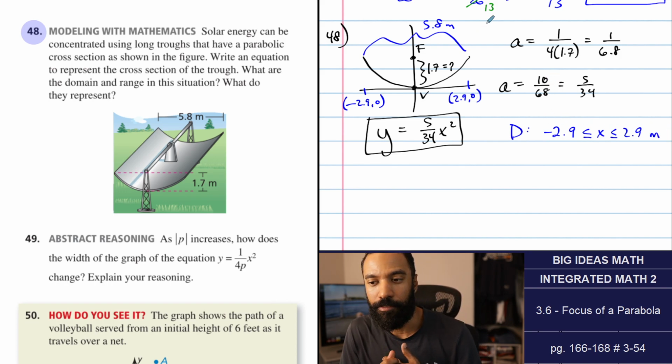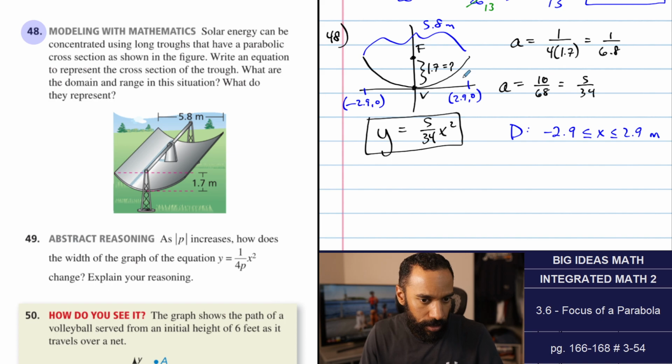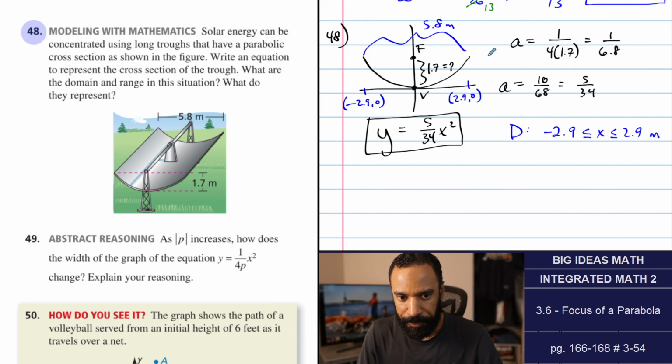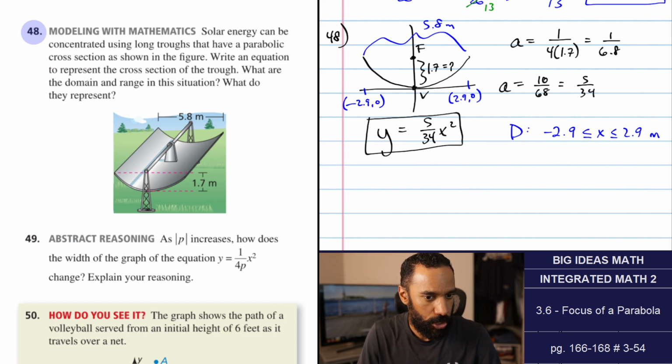The range, I need to find by substituting, because it's just for the trough itself, right? Is that what this thing's called? A long trough. The range, I have to substitute. It's not the 1.7. That's the focus on a part that's not the trough here.